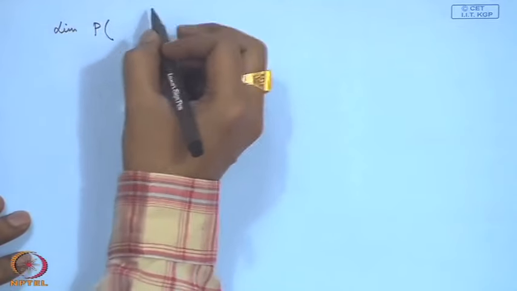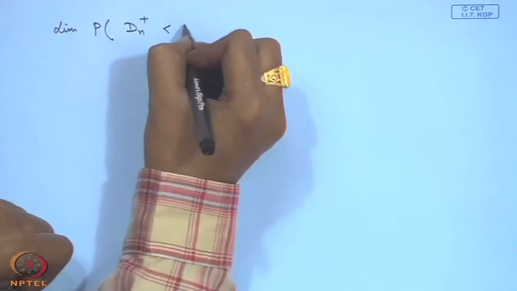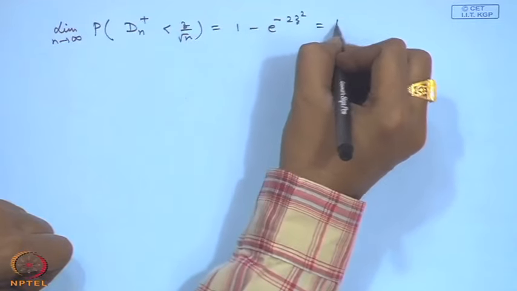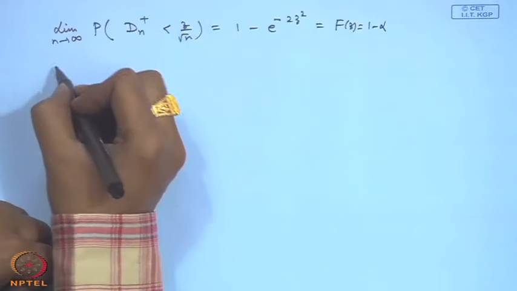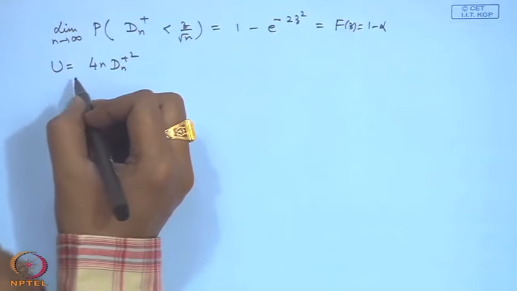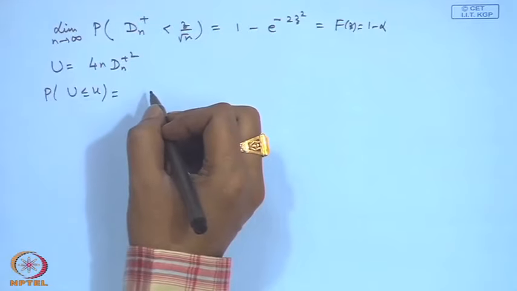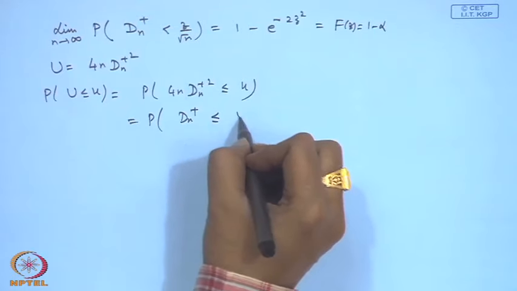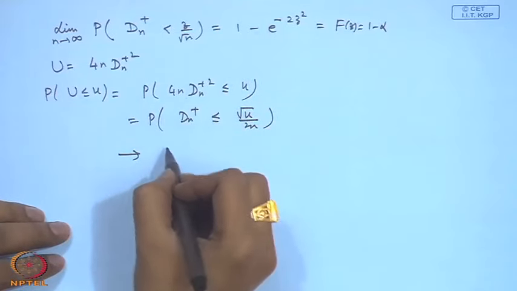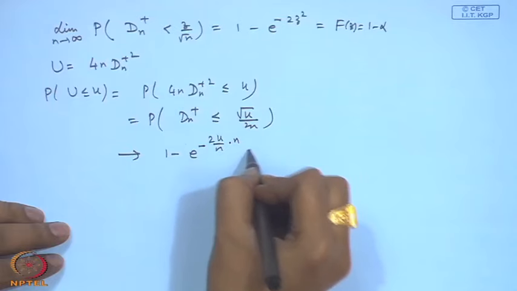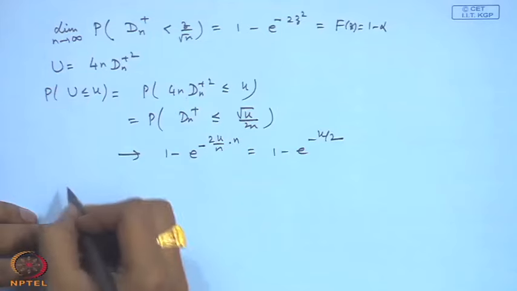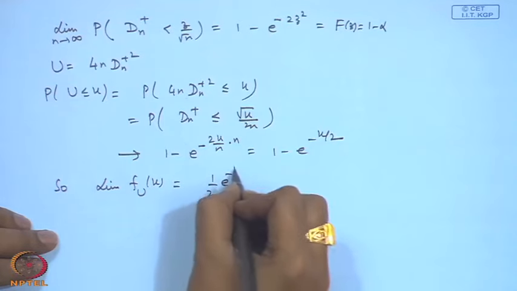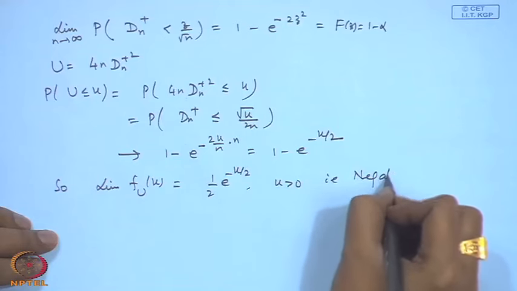The asymptotic distribution of d_n^+ etcetera has also been worked out. If I look at the probability of d_n^+ less than z by root n, as n tends to infinity, that is equal to 1 minus e to the power minus 2z square. If I define u equal to 4n d_n^+ square, then the probability of u less than or equal to u is the probability of 4n d_n^+ square less than or equal to u, that is the probability of d_n^+ less than or equal to root u by 2 root n. If I apply this formula, the limit will become 1 minus e to the power minus 2u/(4n) into n, that is 1 minus e to the power minus u by 2. So the limiting PDF of u is half e to the power minus u by 2, that is the negative exponential distribution.